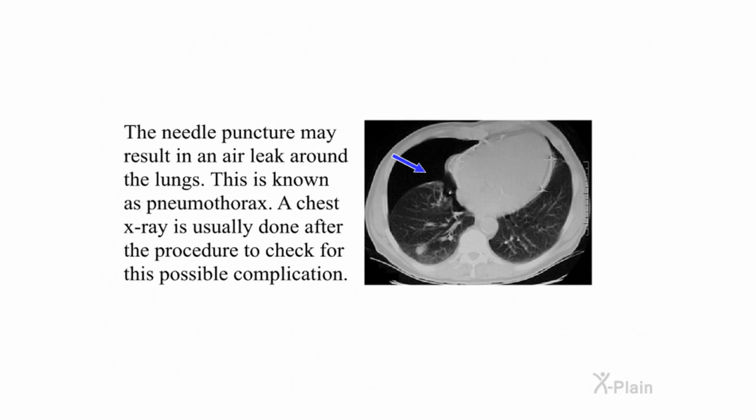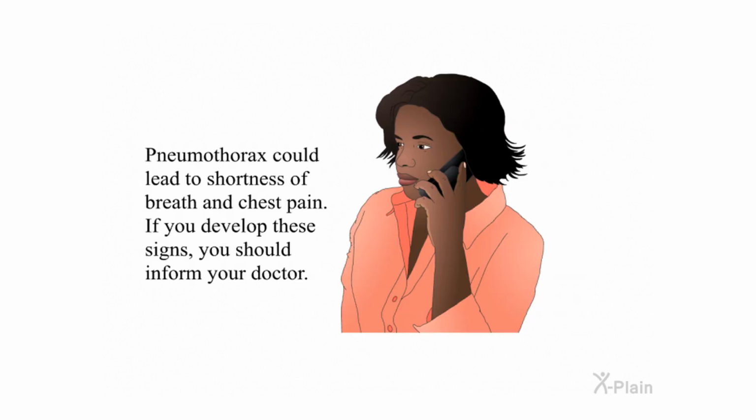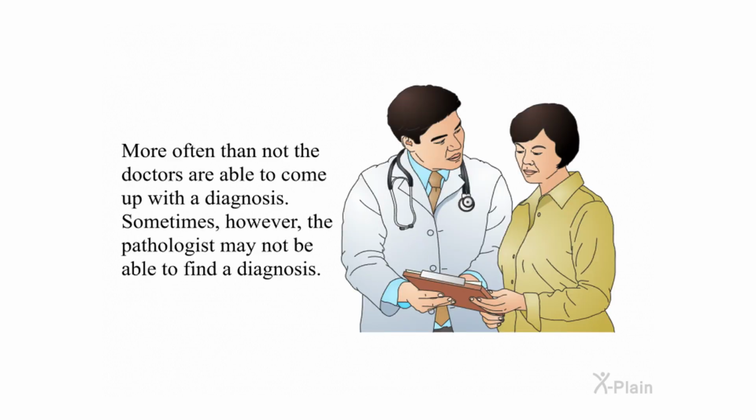The needle puncture may result in an air leak around the lungs. This is known as pneumothorax. A chest X-ray is usually done after the procedure to check for this possible complication. This kind of injury may require the placement of a special tube around the lung to drain the excess air to the outside. This tube is known as a chest tube. Pneumothorax could lead to shortness of breath and chest pain. If you develop these signs, you should inform your doctor. More often than not, the doctors are able to come up with a diagnosis. Sometimes, however, the pathologist may not be able to find a diagnosis.